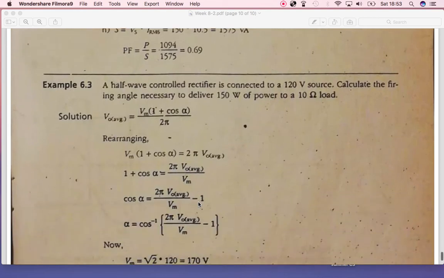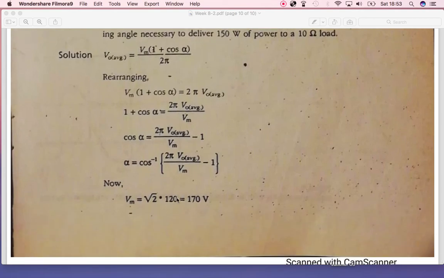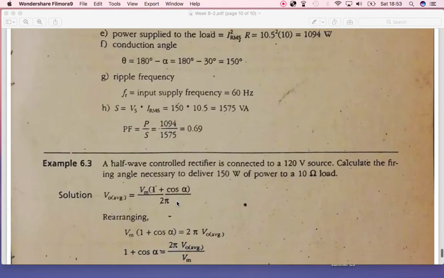So we have the third numerical, in which we are also to calculate the average, peak and other voltages, so you can do it by yourself.